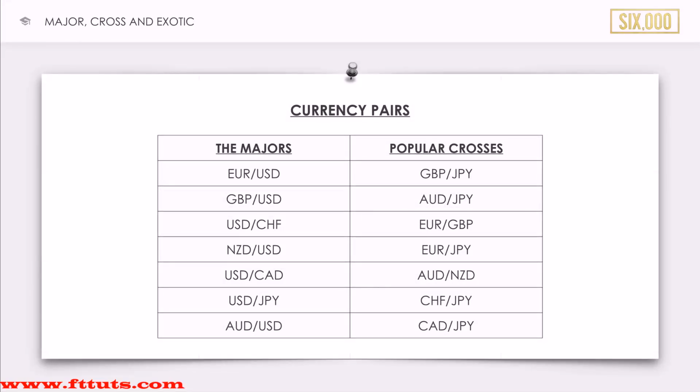So we have currency pairs here. We have the majors on the left. So we have Euro US dollar, Great Britain pound US dollar, all the way down to the bottom we have Australian dollar, US dollar. On the right hand side we have our popular crosses. There are many others, but these are the ones to note, the more liquid, the more active pairs to trade. We have Great Britain pound Japanese yen, we have Euro Great Britain pound, Australian dollar, New Zealand dollar, and at the bottom we have Canadian dollar, Japanese yen.